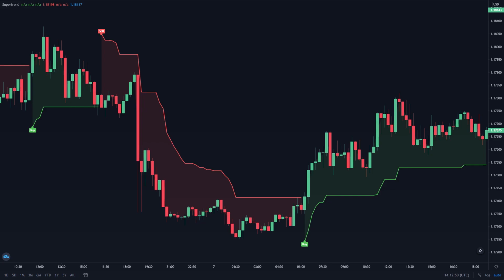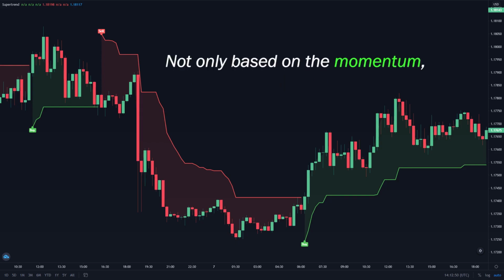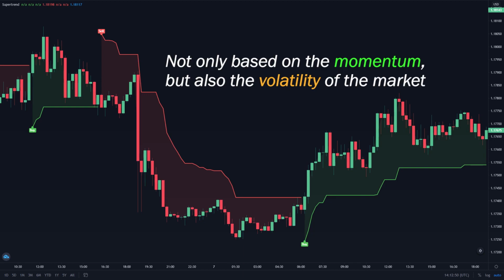A good thing about this indicator is that not only is it very simple to use, but it's also a very good indicator because the Supertrend is based on the ATR. That means the indicator generates signals not only based on the momentum, but also the current volatility of the market.